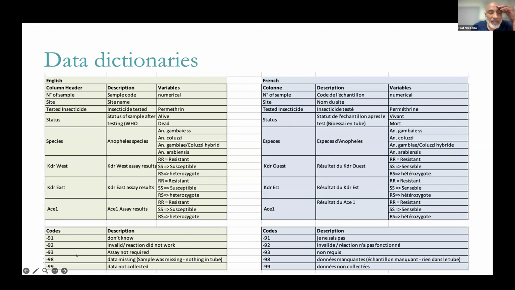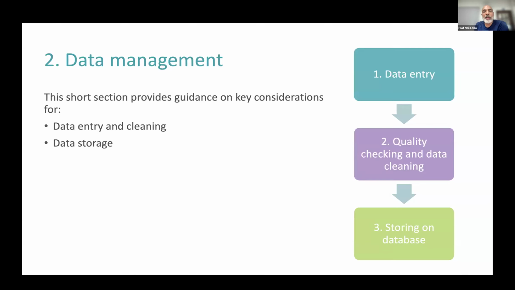Let's say the data or the sample was missing. Instead of leaving it blank, put a -98 in there. So when you're doing analysis, you know what the denominator is for your analysis, right? You'd know everything about every cell. Let's say the data was not collected, it means -99 in my code. And you can see that is in both languages.